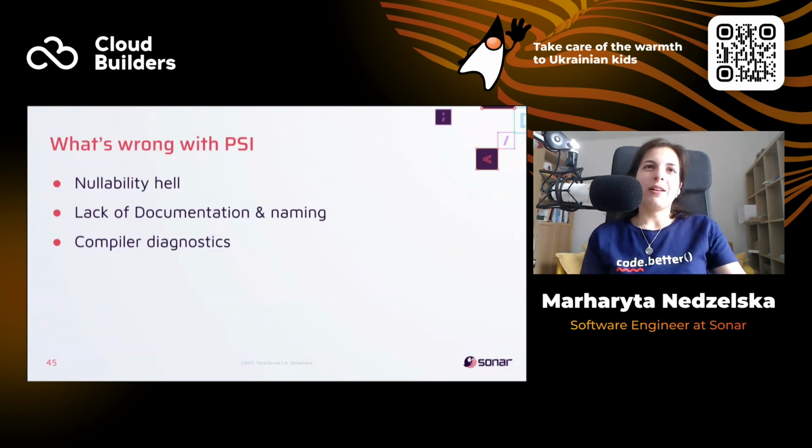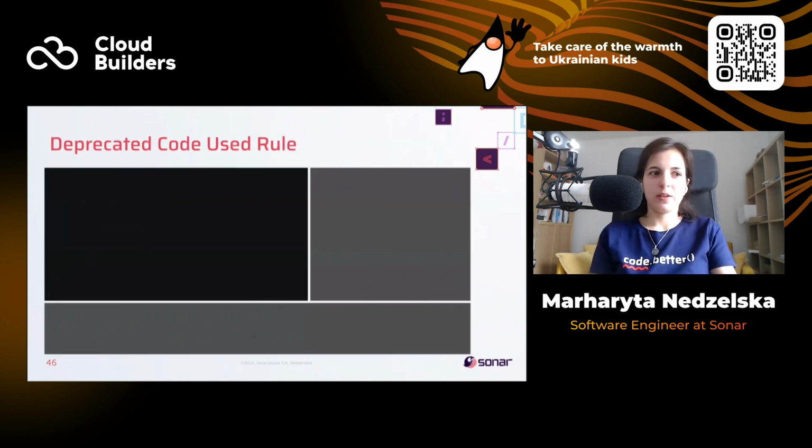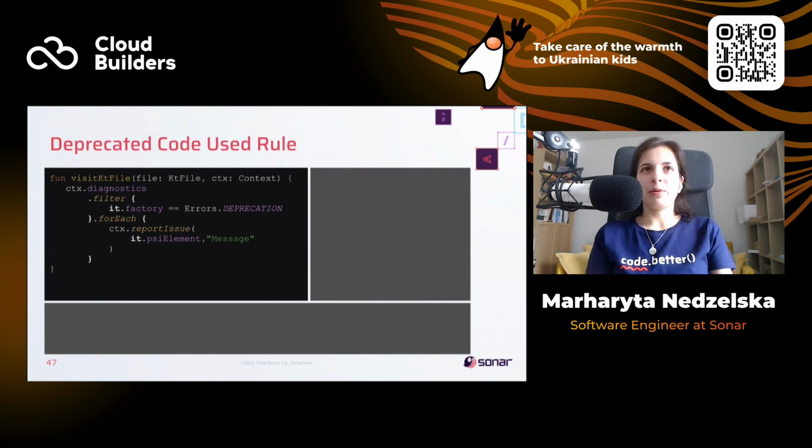Another interesting point are compiler diagnostics. You know, compiler can generate some warnings, errors, infos for you, and it would be a shame for us not to reuse them and show them to you. So in order to implement deprecated code used rule, we actually reused the compiler diagnostic.